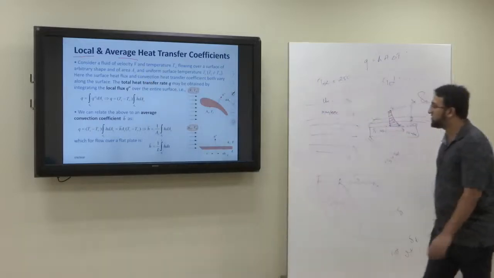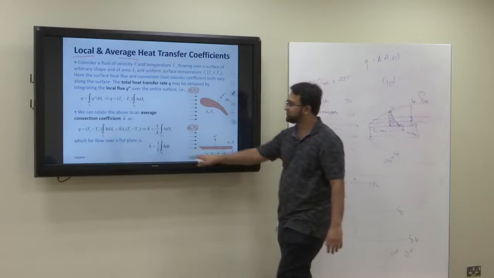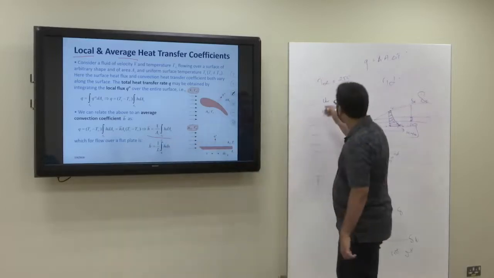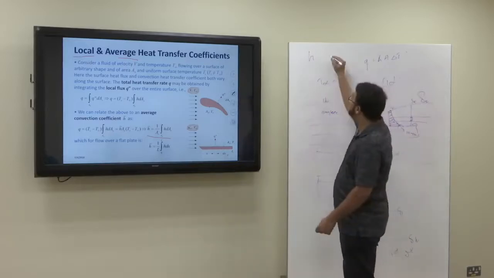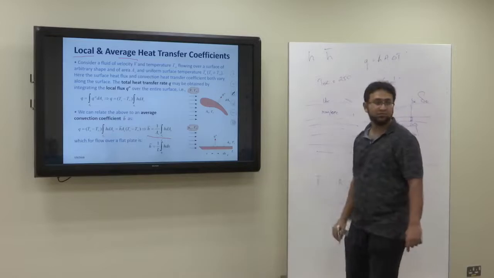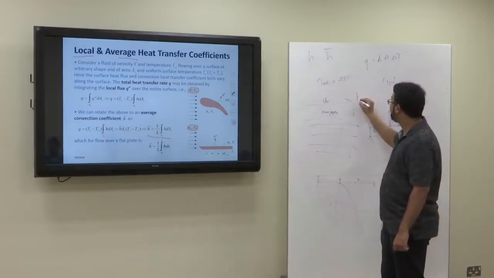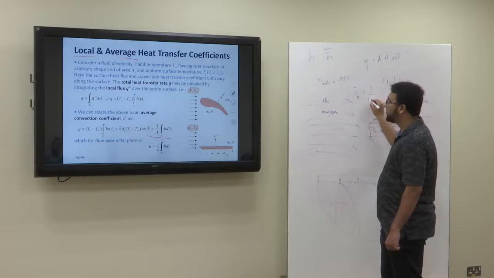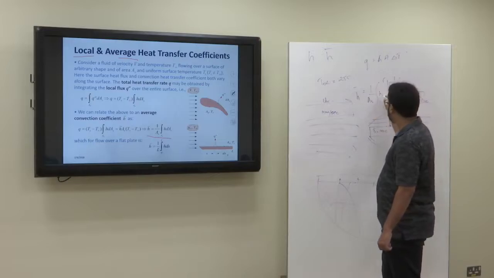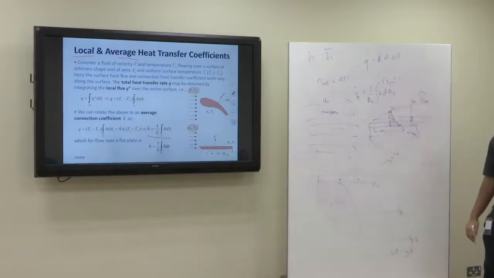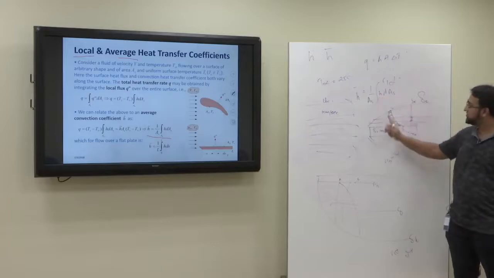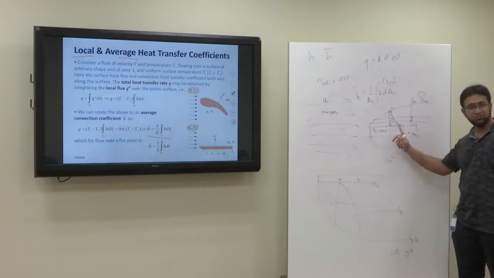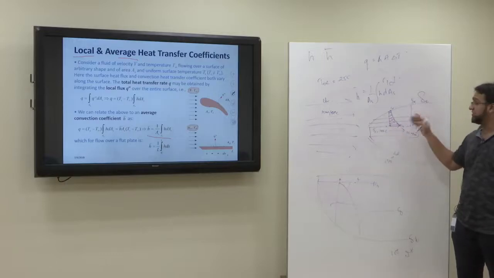So how do we determine the average heat transfer coefficient? The formula is this. The local heat transfer coefficient is represented as h, but if we have an average, we represent it as h bar. And the formula is that h bar is equal to 1 upon surface area, integral h dAs. Here h is the local heat transfer coefficient, which varies with the surface area. As the position changes, the surface area changes.